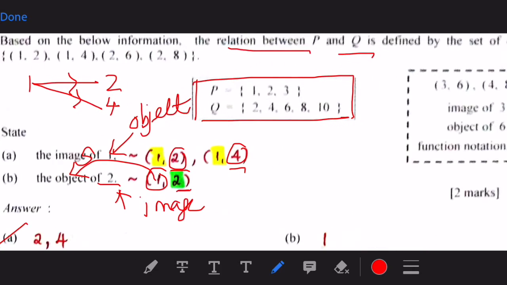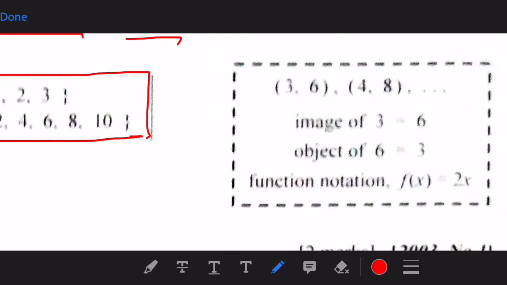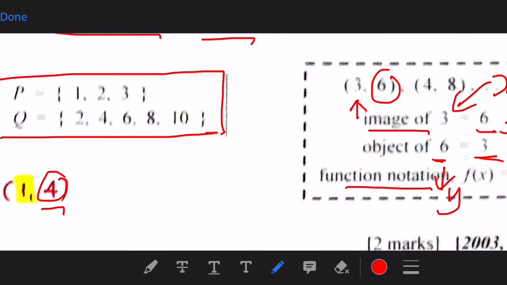So we must really understand image and object. Example here, the image of 3 is 6. So this is the image, and the object of 6, that means 6 is the image, the object is actually 3. In short, when you see the image of 3, that means you need to find the y. That means you are given the x, right? When you are given the object of 6, that means you are given the y and you need to find the x.